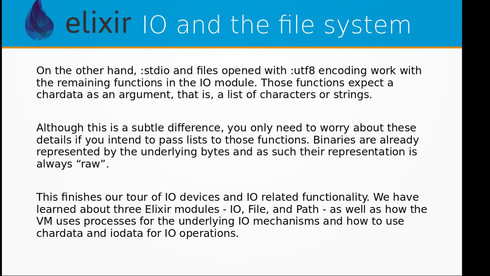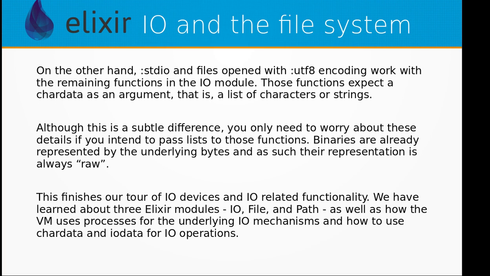On the other hand, stdio and files opened with UTF-8 encoding work with the remaining functions in the IO module. Those functions expect character data as an argument, that is, a list of characters or strings. Although this is a subtle difference, you only need to worry about these details if you intend to pass lists to those functions. Binaries are already represented by the underlying bytes, and as such their representation is always raw.